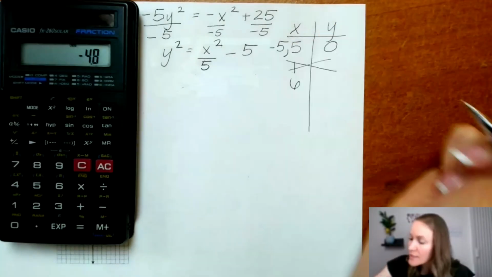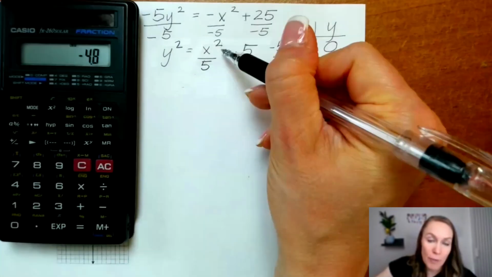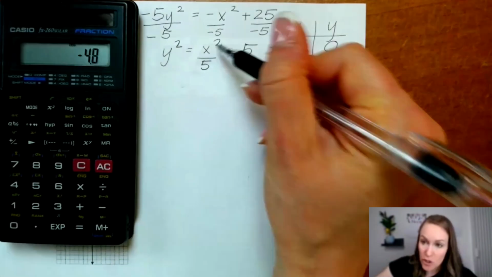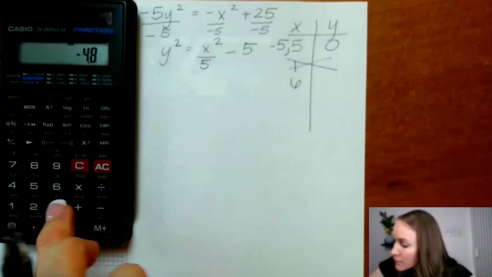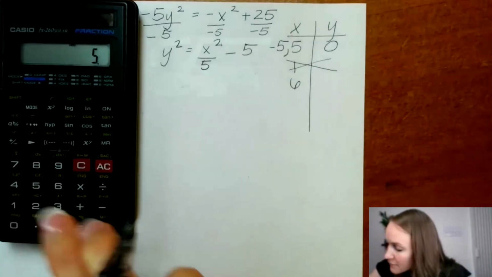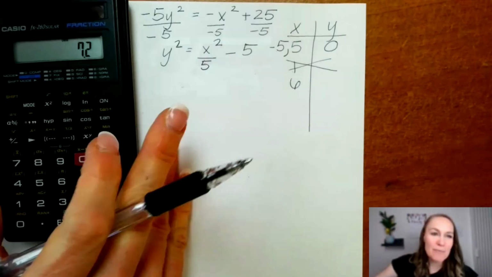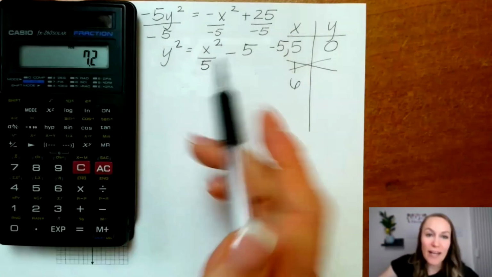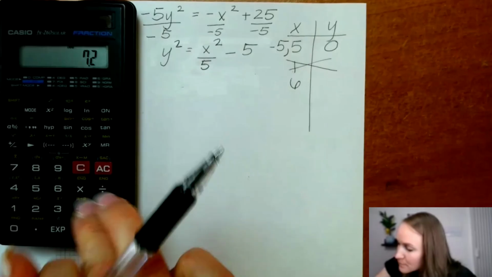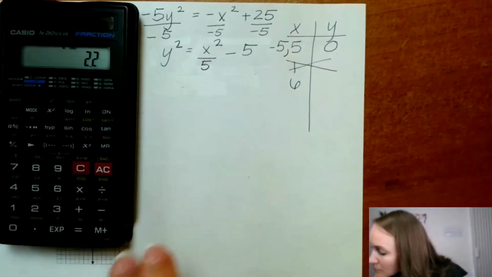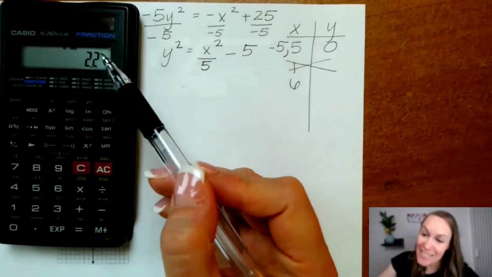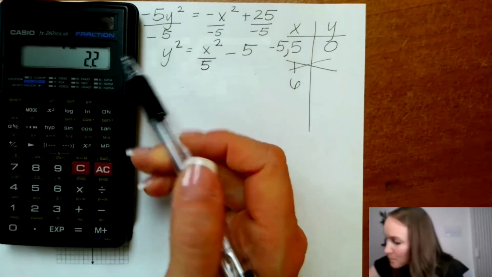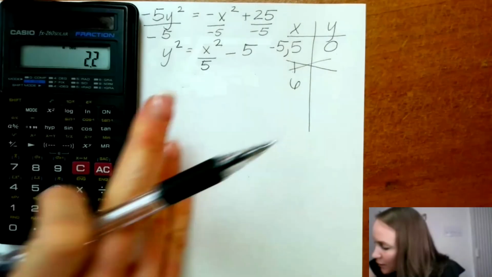So positive 6, I'm going to put it into my equation here, and 6 squared is 36. So I have 36 divided by 5 so far, and that gives me 7.2. I'm going to go ahead and subtract 5, and that gives me 2.2. Now I need to take the square root of this number. It's different on every calculator.